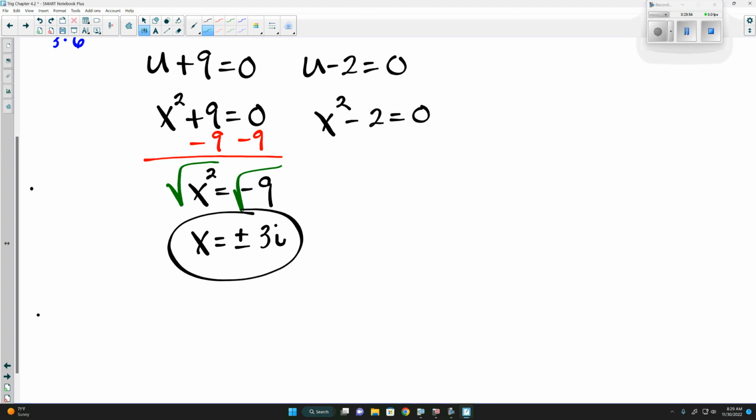Now if we do the same thing with the other side, we would add 2 to both sides, telling us x squared is equal to 2. Bless you. Square root both sides, telling us x is equal to plus or minus the square root of 2.